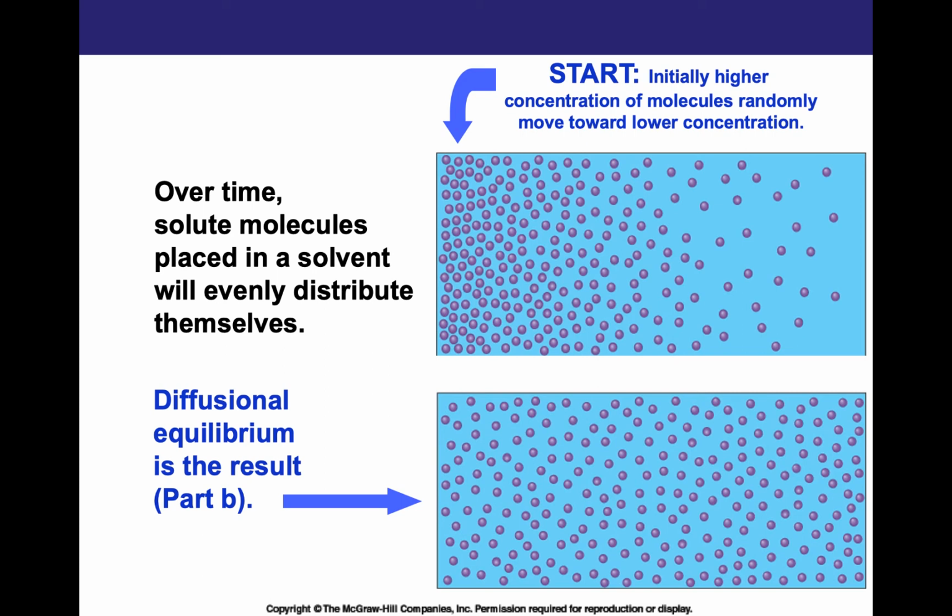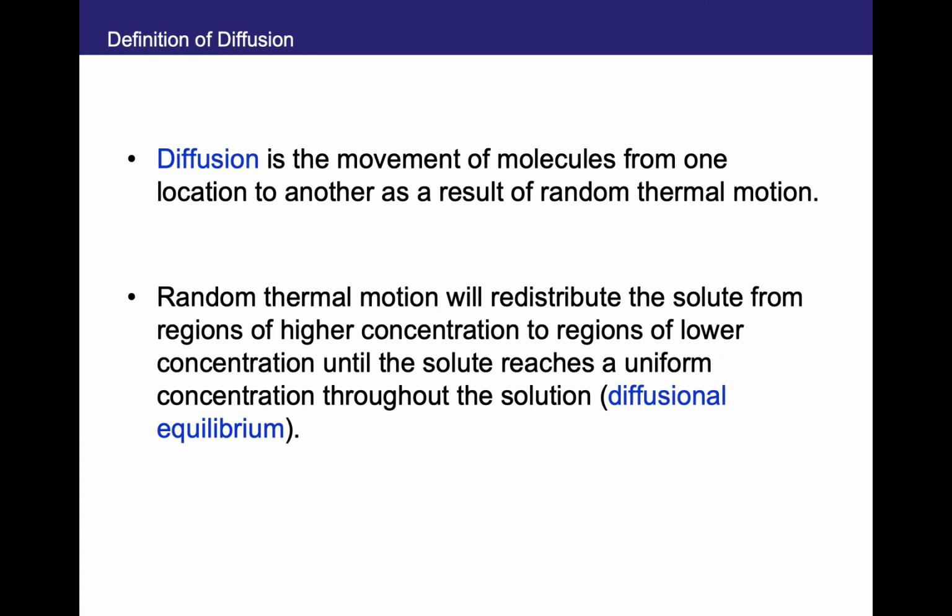So, formal definitions. Diffusion is the movement of molecules from one location to another as a result of random thermal motion. And this random thermal motion will redistribute the solute from regions of higher concentration to lower concentration until it reaches a uniform concentration throughout the entire solution. Okay? Pretty good so far.